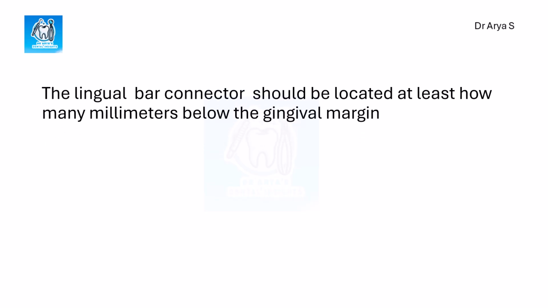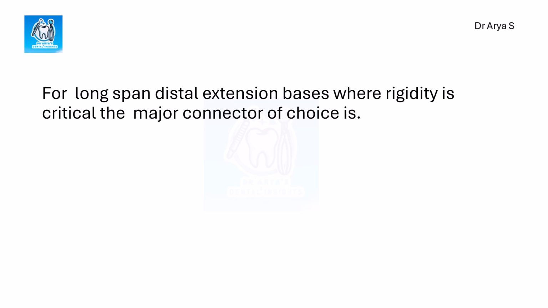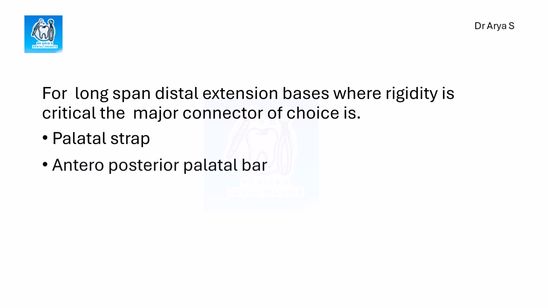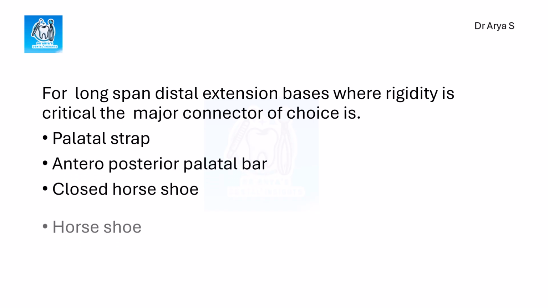Lingual bar connector should be located at least how many millimeters below the gingival margin? 2, 4, 6 or 8. Here the answer is 4 millimeters. That is, lingual bar connector should be located at least 4 millimeters below the gingival margin. For long span distal extension bases, where the rigidity is critical, the major connector of choice is palatal strap, anteroposterior palatal bar, closed horseshoe, or horseshoe? Here the answer is closed horseshoe.